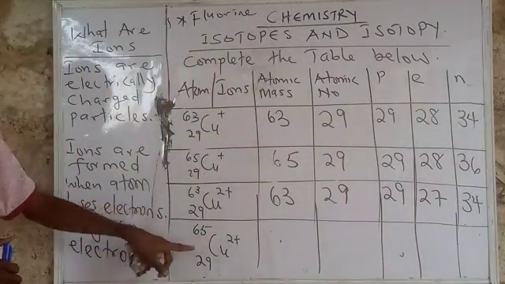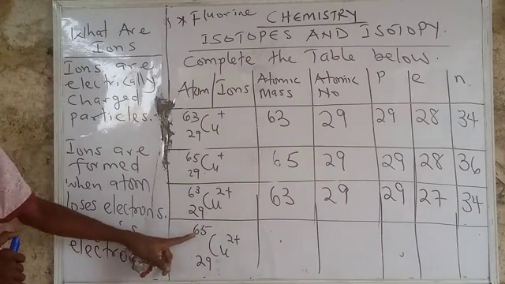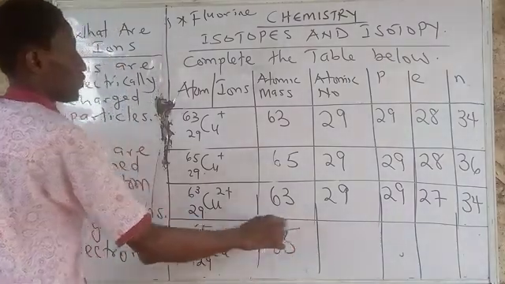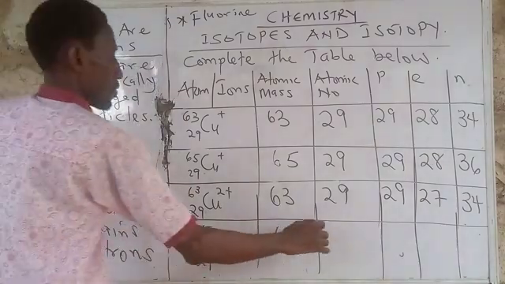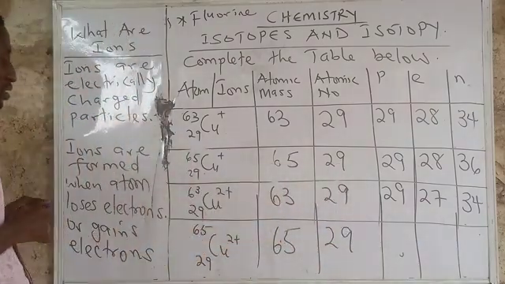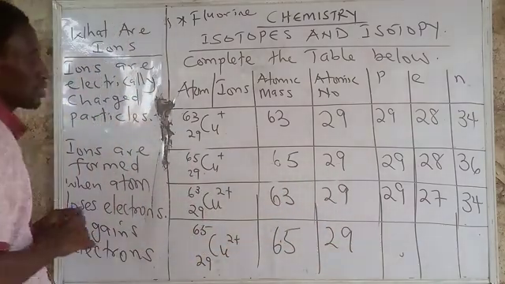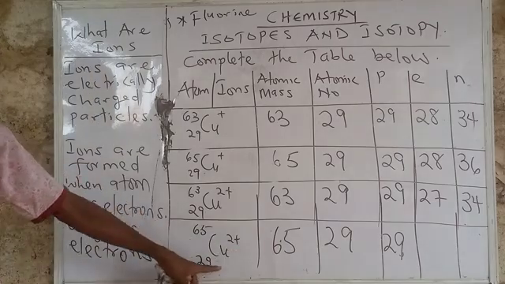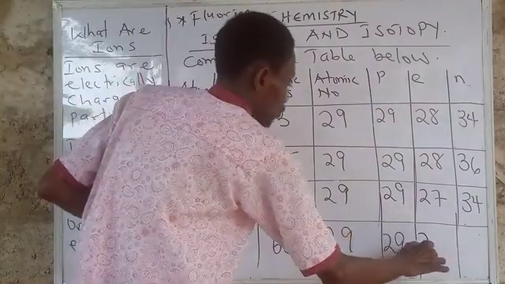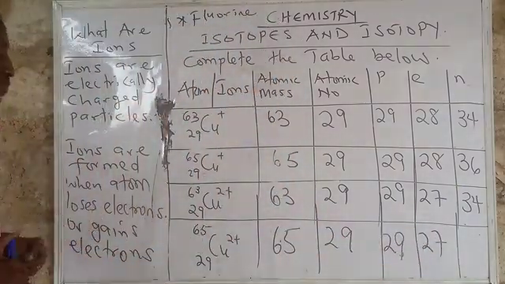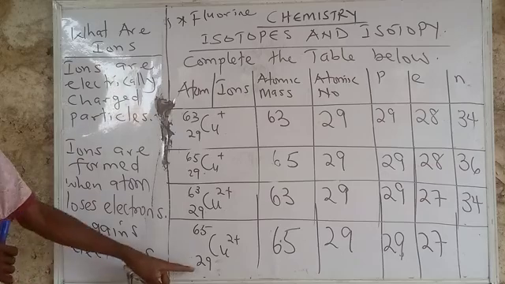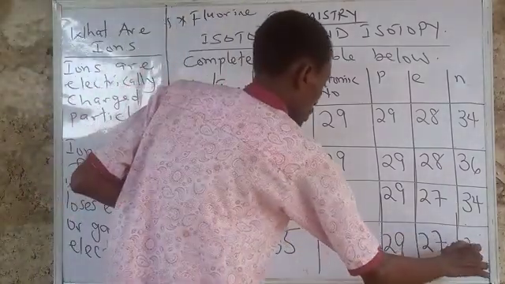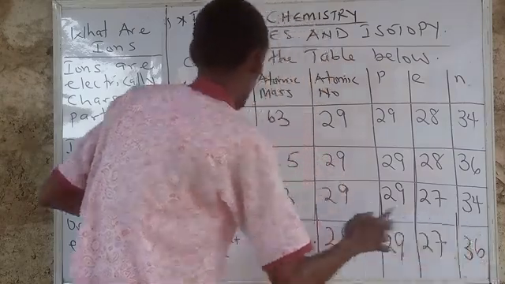For copper 2 plus, which is copper 2, 65 atomic mass, atomic number 29. So we have 65 as mass number. You have 29 as atomic number. The number of protons is 29. So it has lost 2 electrons. That's 27. The electron number will decrease. So the number of neutrons, subtract 29 from 65. That's 36.